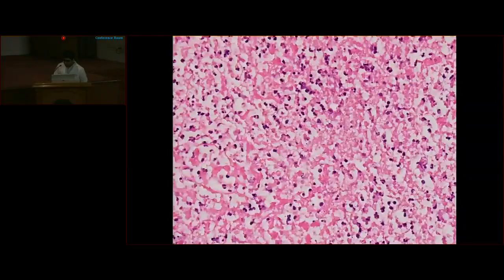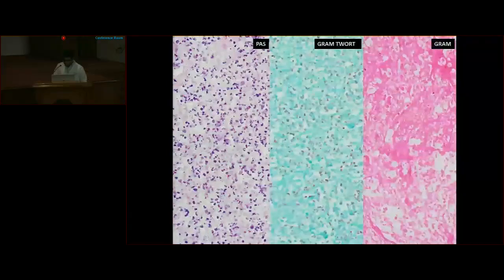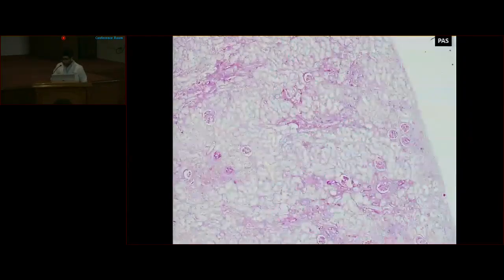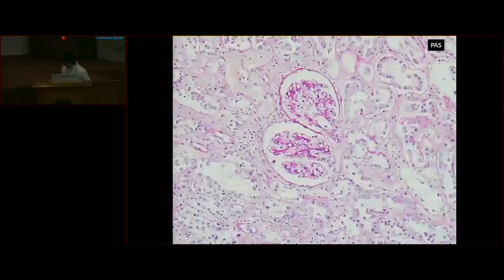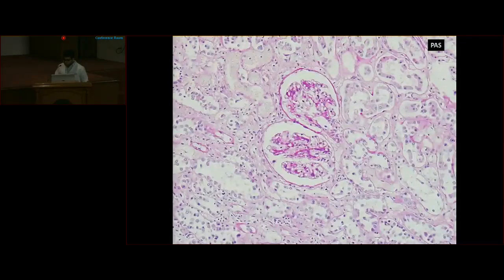However, we could not identify any organism. We also performed some special stains, which were negative and did not yield any organism. The adjacent renal parenchyma shows age-related scarring. We performed a PAS on the adjacent section, which shows a normal morphology of the glomerulus along with areas of simplification of tubular lining and epithelial shedding, which is suggestive of mild acute tubular injury.